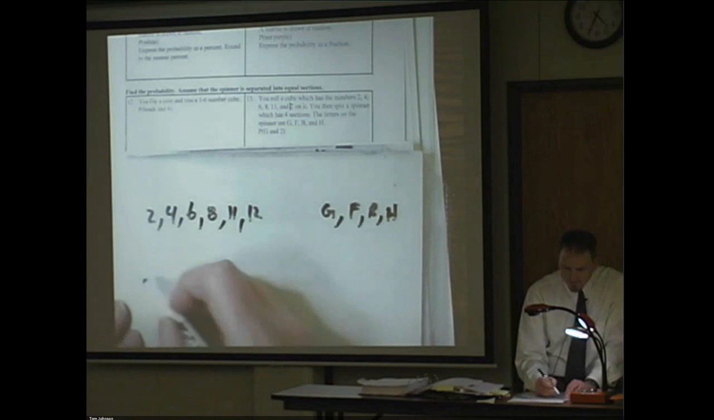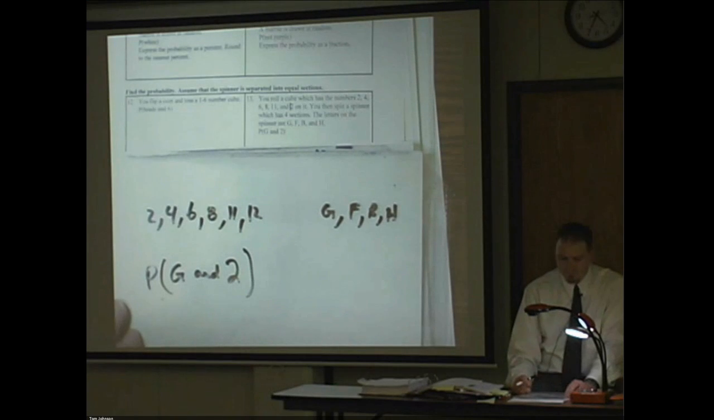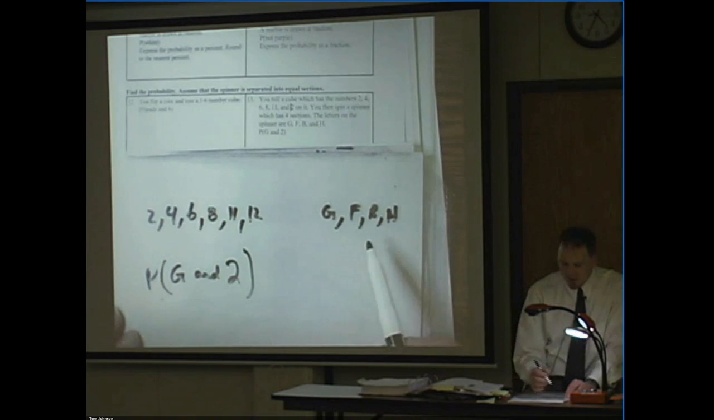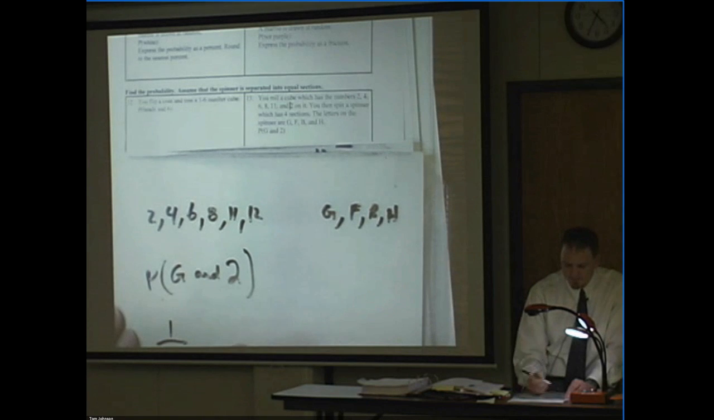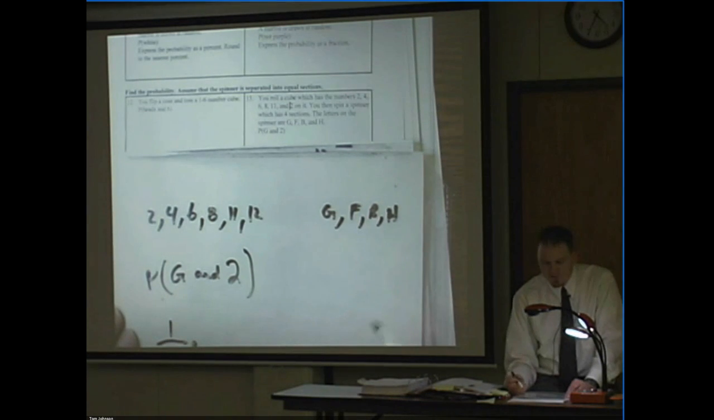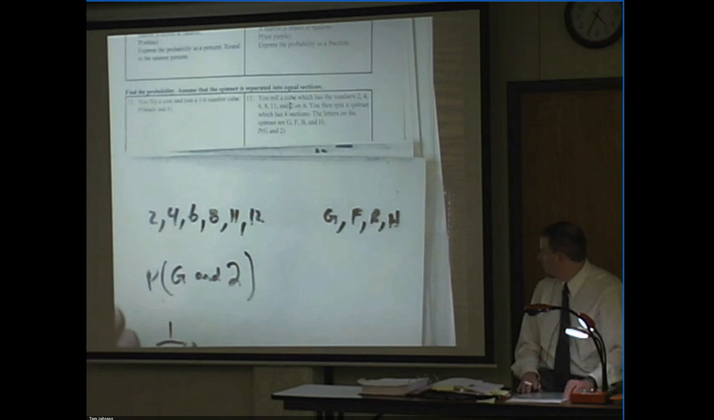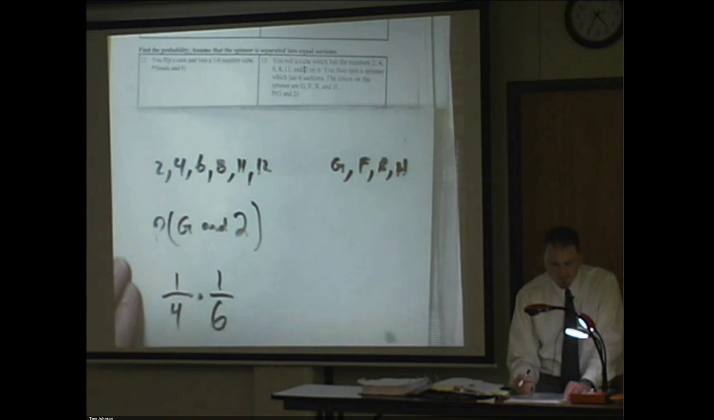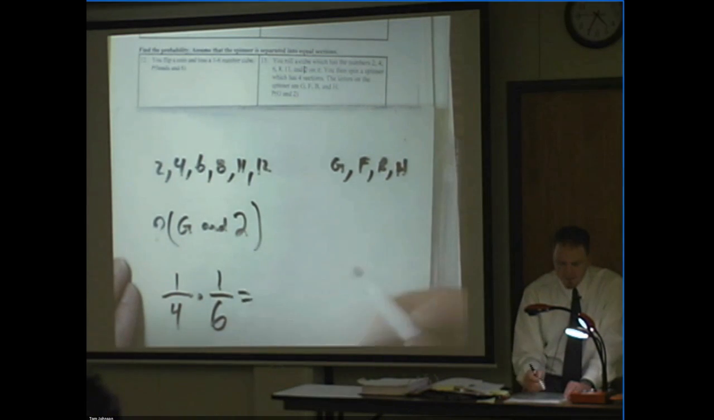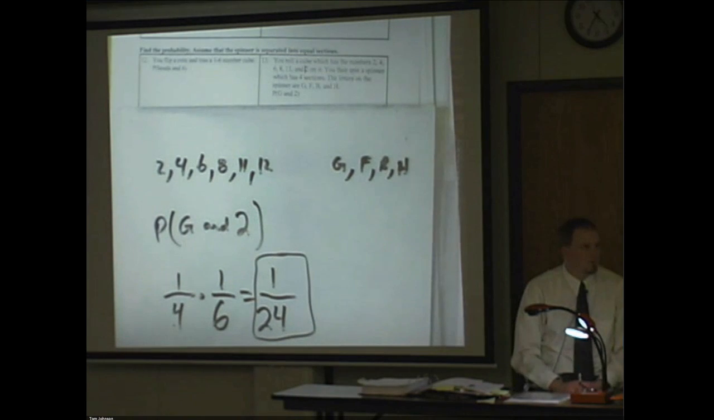So what is the probability that I get a G and a 2? What's the probability that I get a G? We've got 1 correct and 4 possibilities. And then the 2, how many corrects do we have there? We've got 1 possible correct and 6 options, right? So 1 times 1 is 1, and 4 times 6 is 24. So the probability is 1 out of 24.